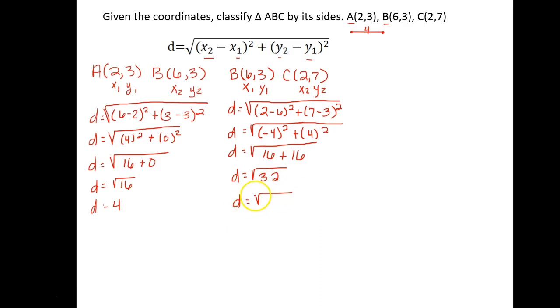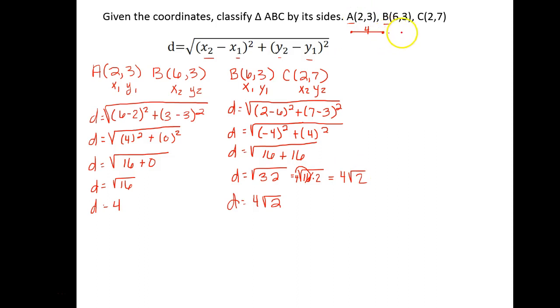And if you need to write that in simplest radical form, you just find the largest perfect square that goes into 32, which is 16. And 16 times 2 is 32. You take the square root of 16, which is 4, and that goes out front. And so I'm left with the 2 under the radical, and so it would be 4 root 2. So the distance between point B and C of this triangle is 4 root 2.